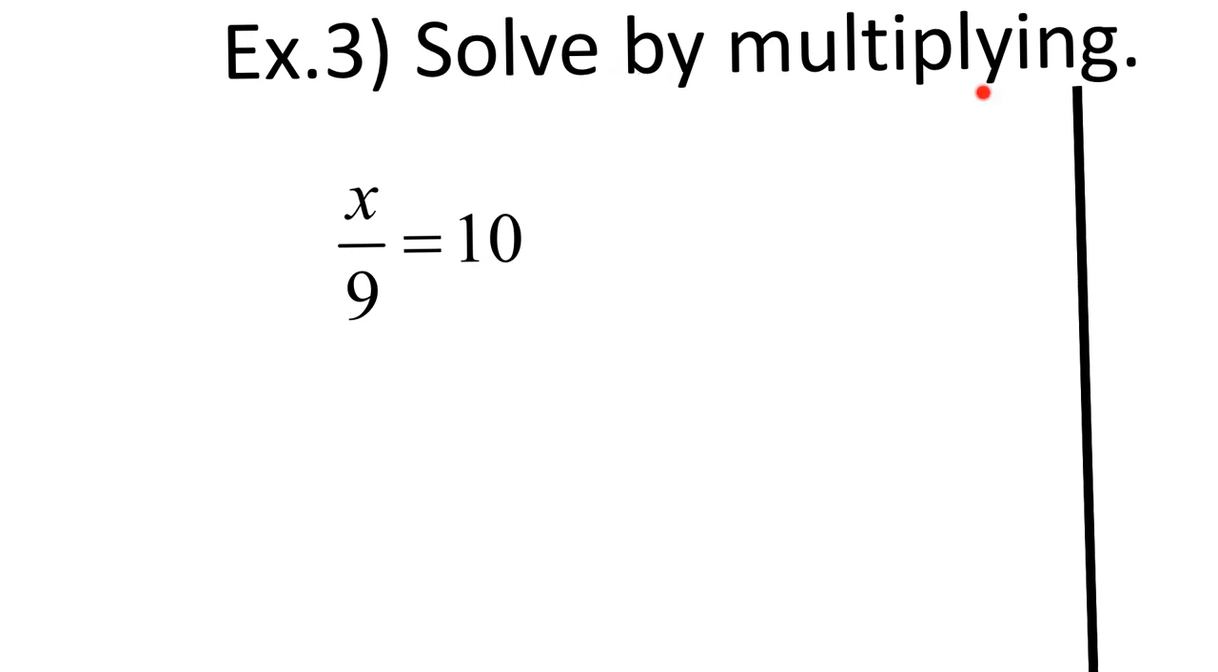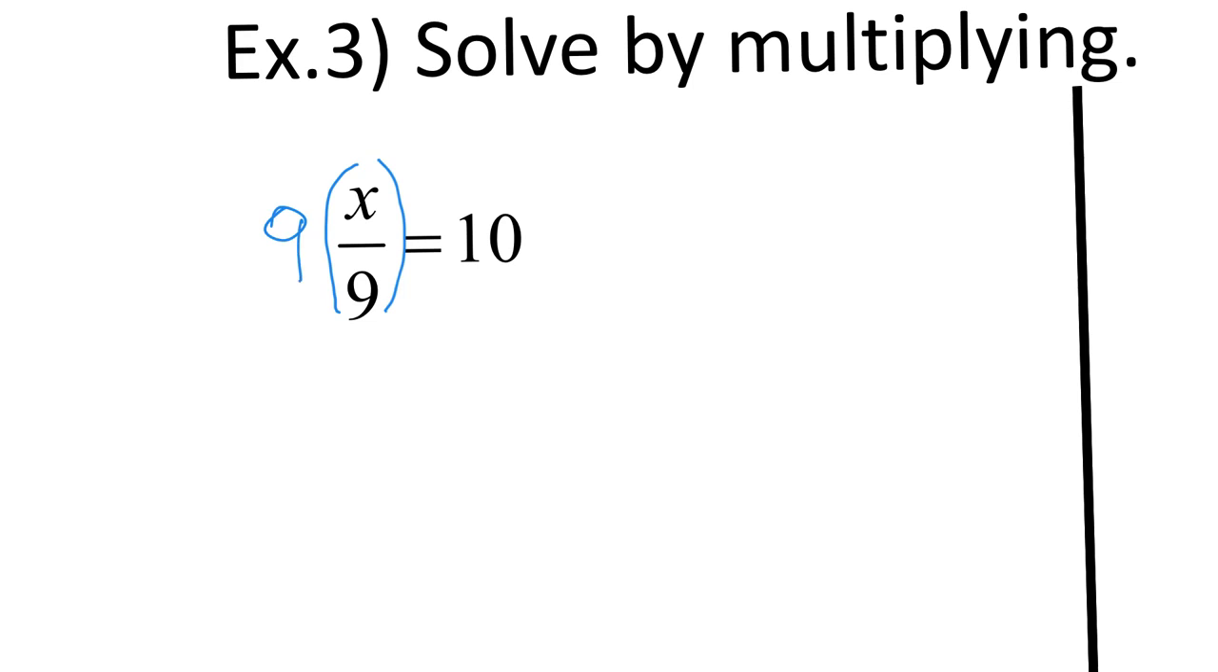Look up here, it says solving by multiplying. Why does it say multiplying? Well, the inverse operation of division is multiplication. So you will have to multiply. Now, what do you multiply when you have a fraction? You are going to multiply everything by the denominator. The denominator in this case is 9. So you multiply by 9.